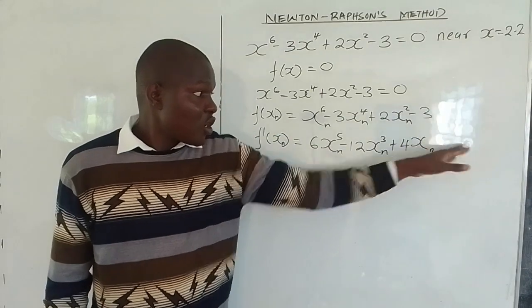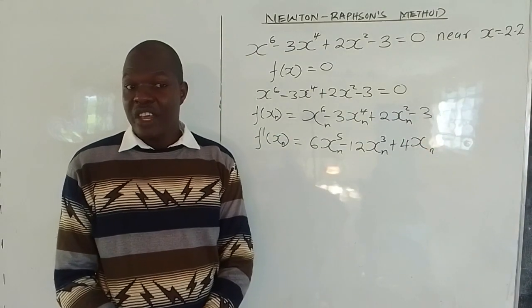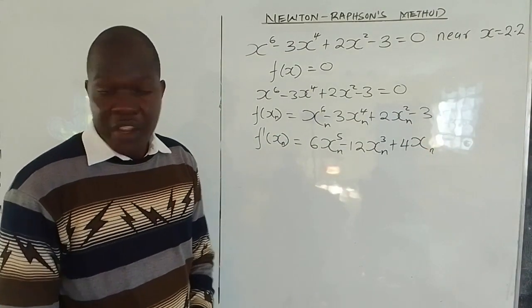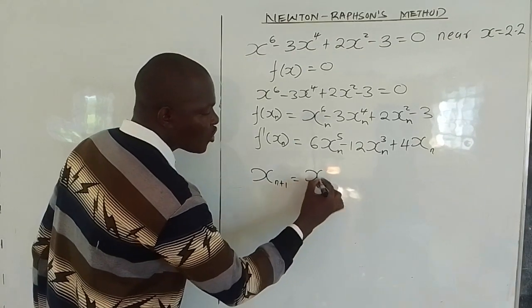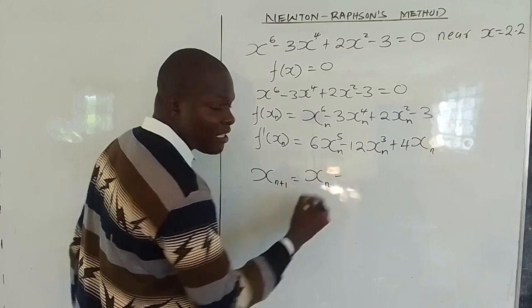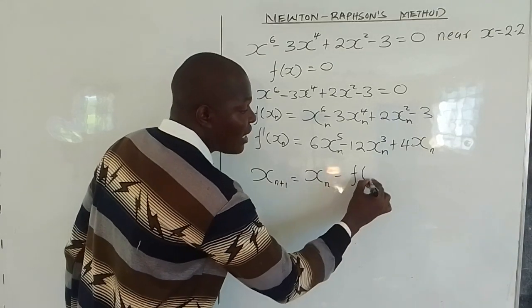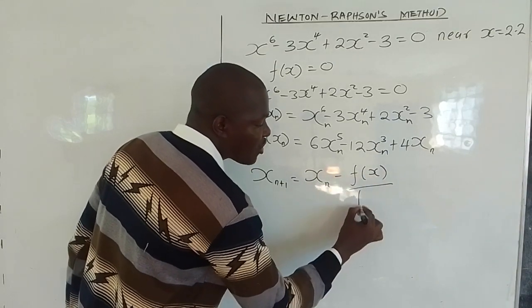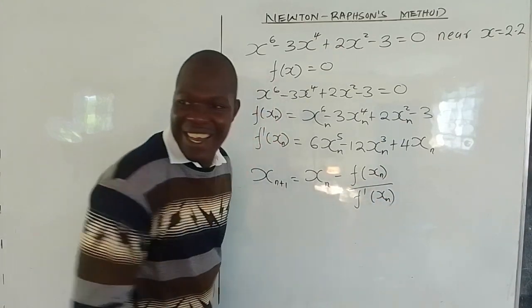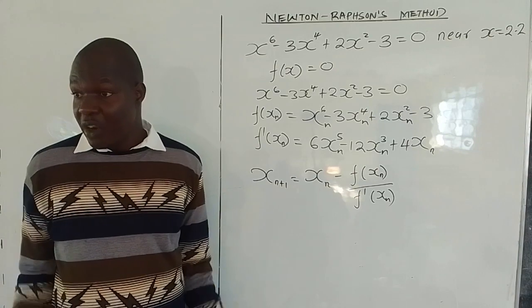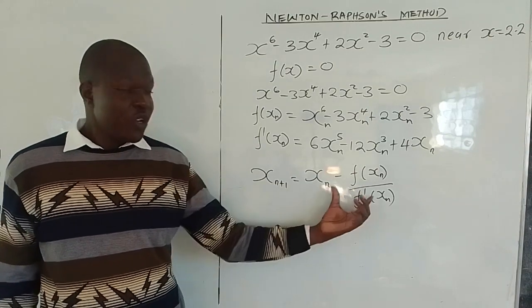Now having found the iterative function and its derivative, we now write the Newton-Raphson's method, isn't it? In the Newton-Raphson's method we have what? xn plus 1 is equal to xn minus the function over, after the function, you differentiate the function, you get f prime of x. Then you put your n's. Are we together? Is that okay? So this is the Newton-Raphson's method.